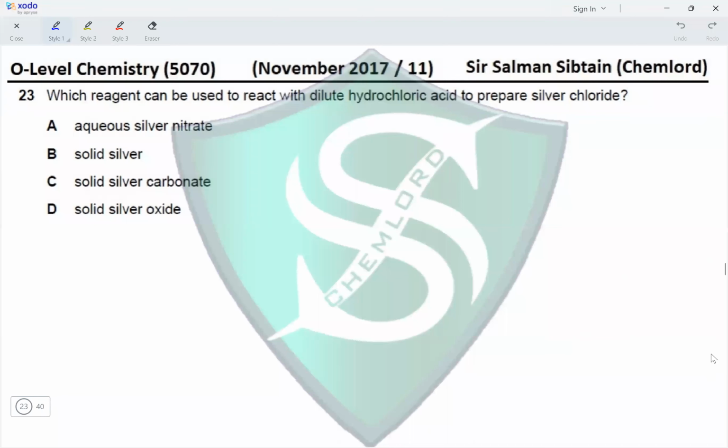Question 23. Which reagent can be used to react with dilute hydrochloric acid to prepare silver chloride? So we need to prepare silver chloride. Silver chloride is an insoluble salt. So we need a soluble salt of silver reacting with hydrochloric acid. So aqueous silver nitrate, yes, silver nitrate is a soluble salt.